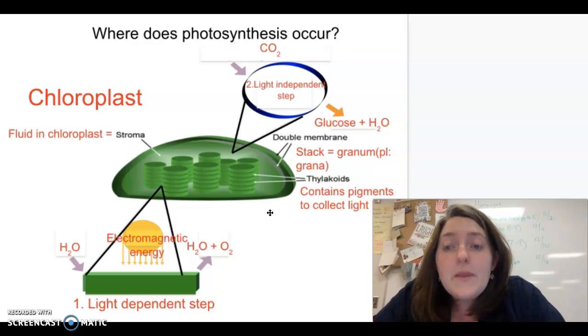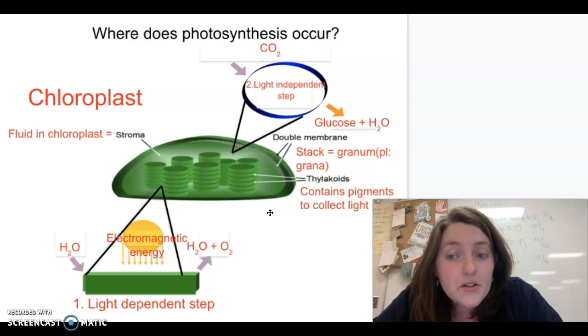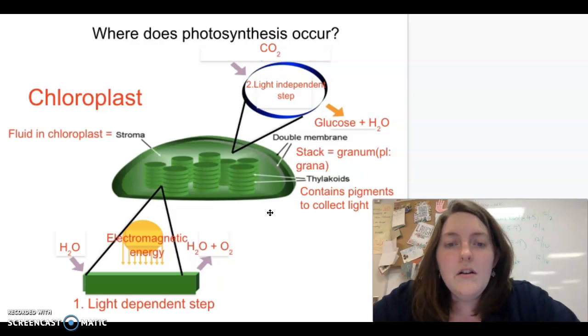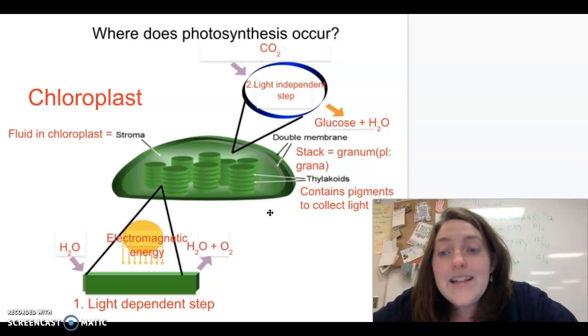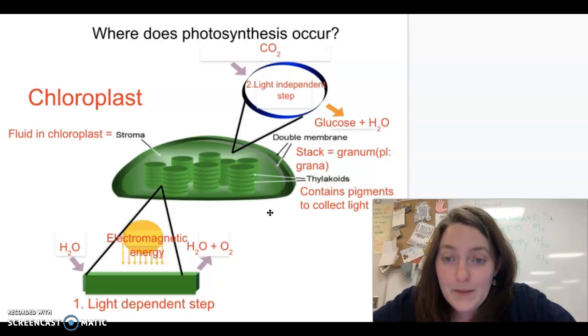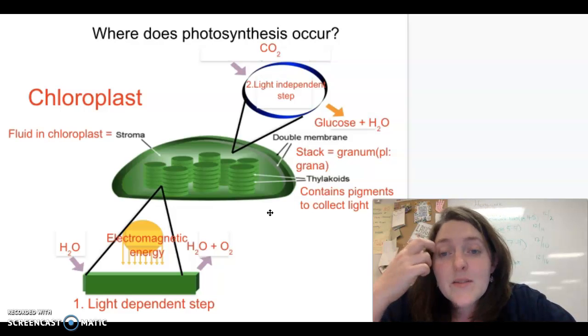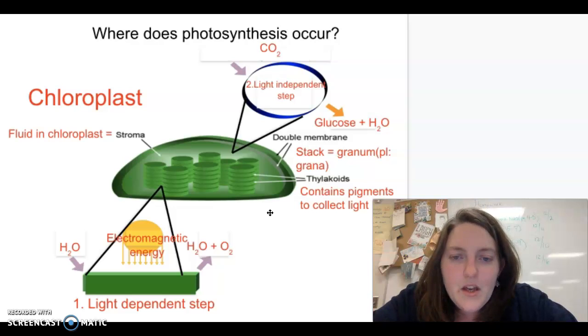So these are the main parts of the chloroplast you need to know. You need to know it has a double membrane, a stroma, thylakoids, and grana. Those are the parts. They're like an organelle within organelles. Now there are two main steps to photosynthesis. Step one is the light-dependent step. It happens in the thylakoids, or the stacks of grana. I always think of them as like stacks of pancakes. It's like little green pancake stacks.